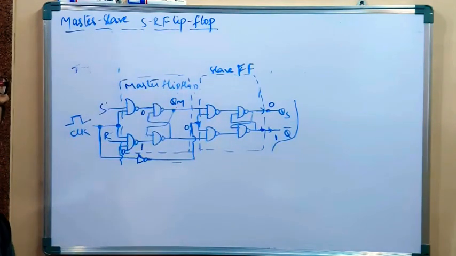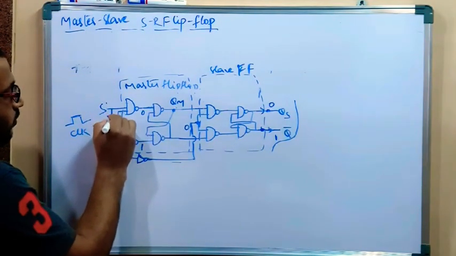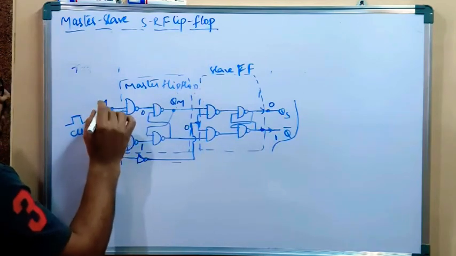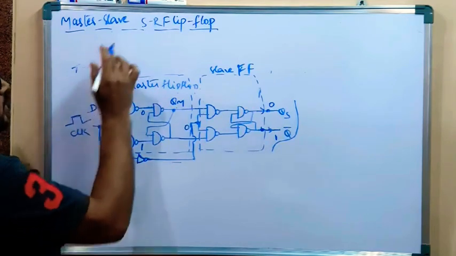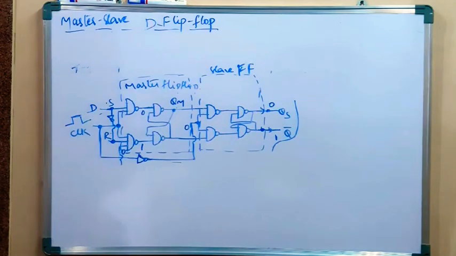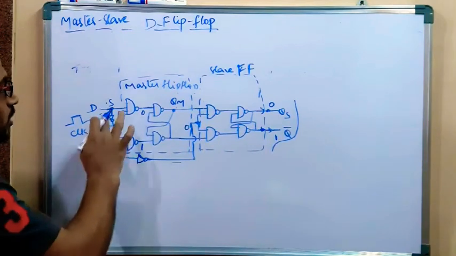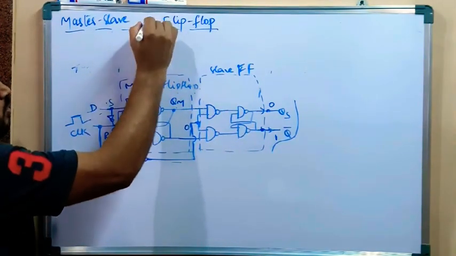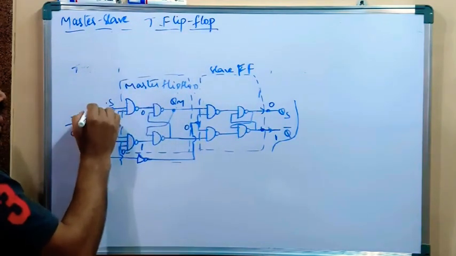If you want to draw master slave D flip flop, you have to add an inverter between S and R inputs, and you have to designate this input as D. You will get master slave D flip flop. The truth table is the same, right? If you want to draw master slave T flip flop, you will get T here.